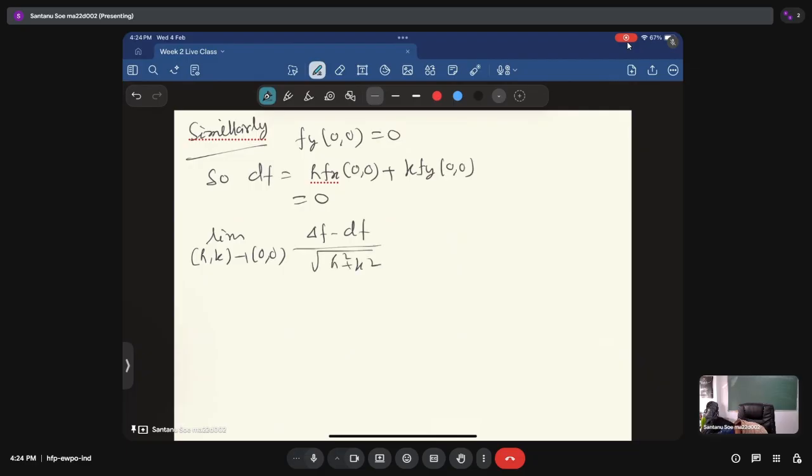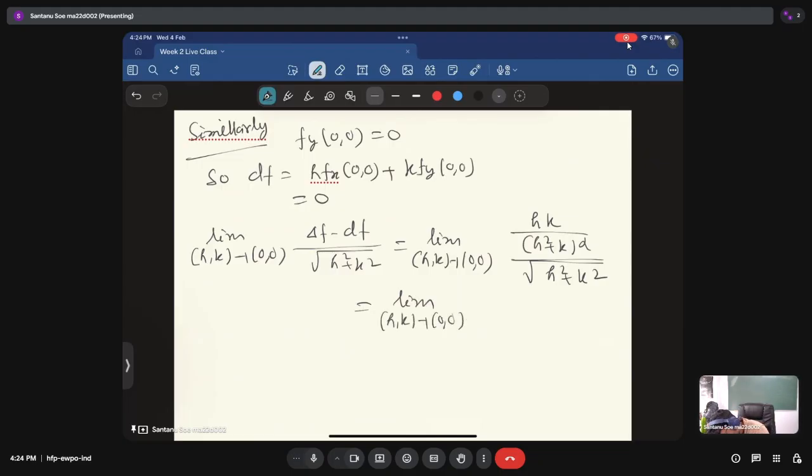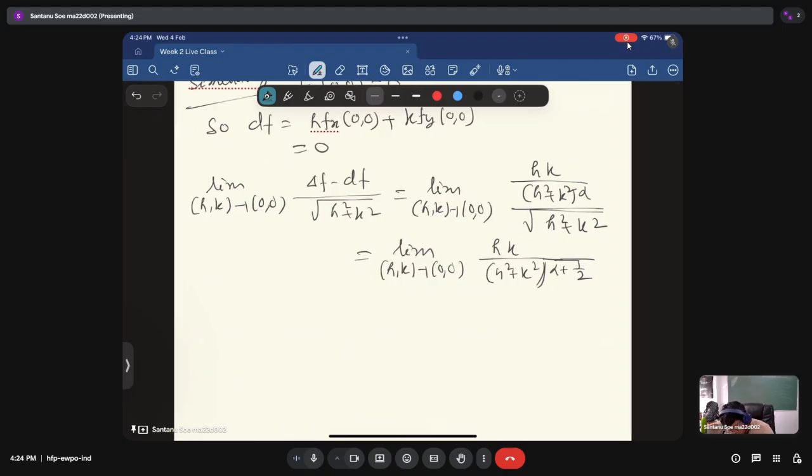So now this definition is nothing but limit (h, k) tends to (0, 0) of hk divided by (h square plus k square) to the power alpha, divided by square root of h square plus k square, and this is same as limit (h, k) tends to (0, 0) of hk divided by (h square plus k square) to the power alpha plus half. Okay, so now we have to find out the values of alpha for which this limit is 0.